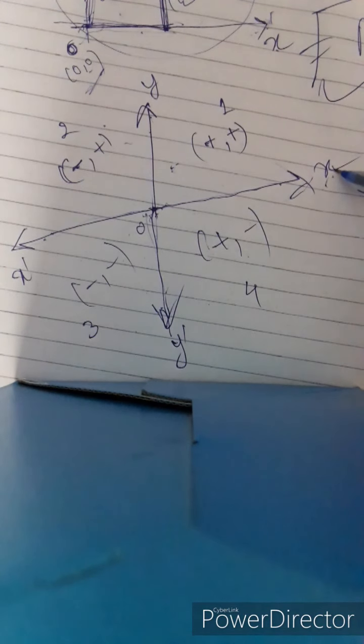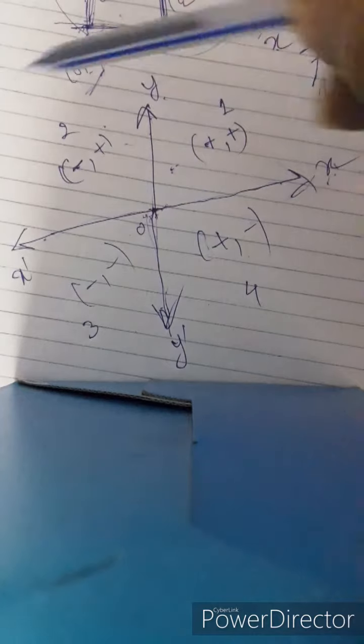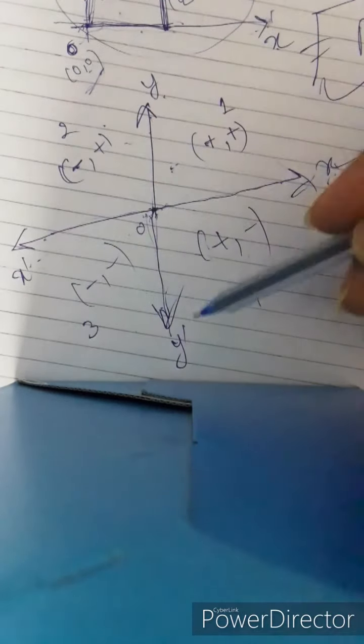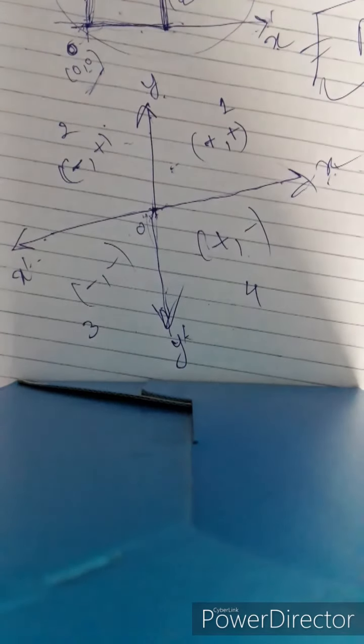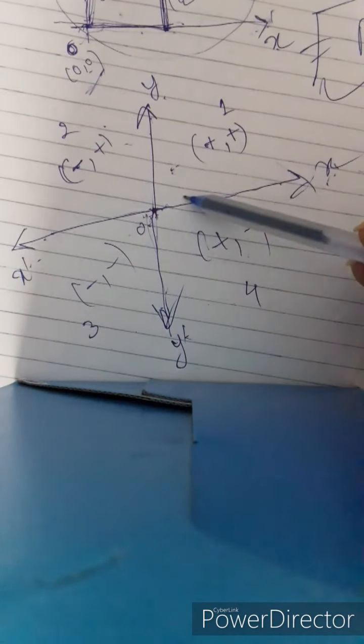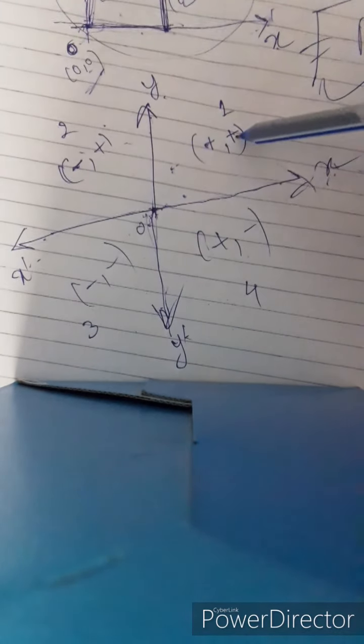On the x-axis this is the positive part, on the y-axis this is the positive part, on the x-axis this is the negative part denoted by x dash, and on the y-axis this is the negative part denoted by y dash. The point of intersection is the origin. So the first quadrant, second, this is the first quadrant.